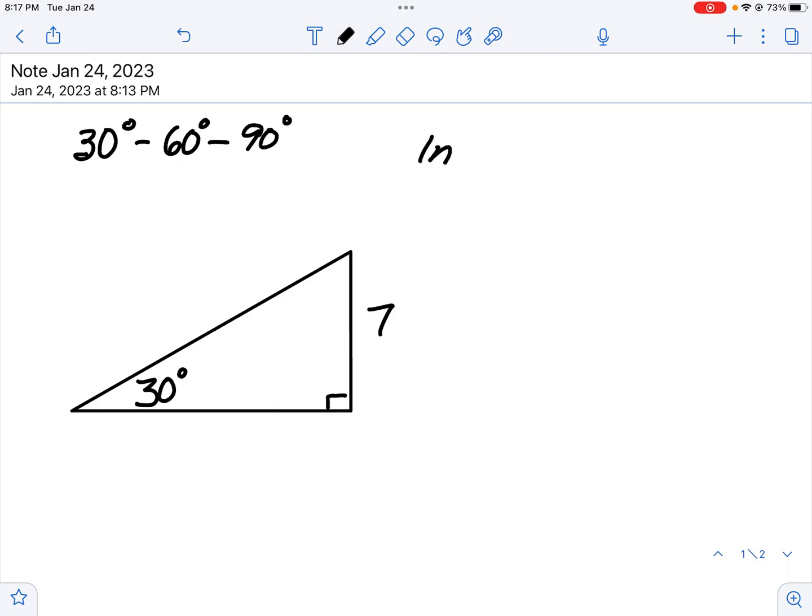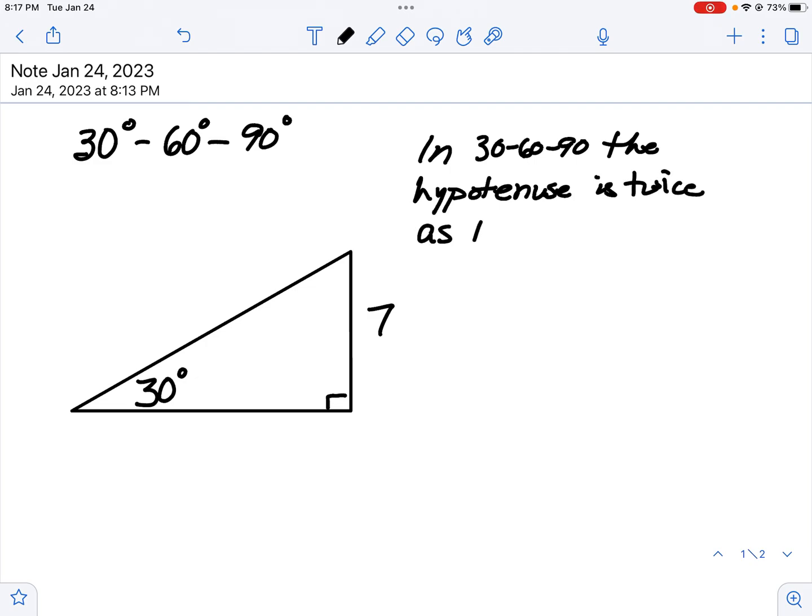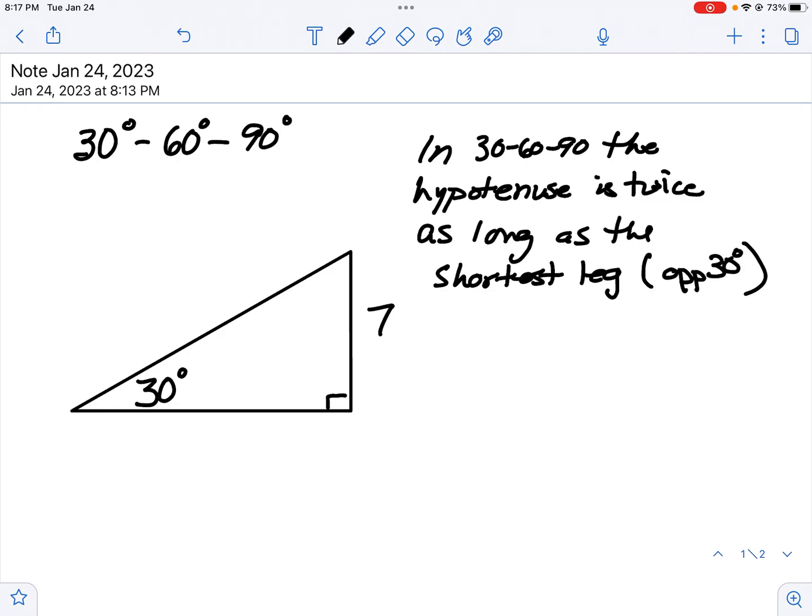So in a 30, 60, 90 triangle, the hypotenuse is twice as long as the shortest leg, which would have to be opposite the 30-degree angle. So that makes this 14.